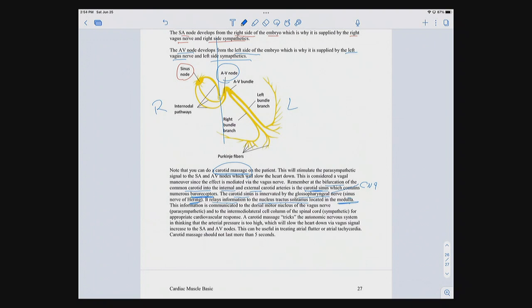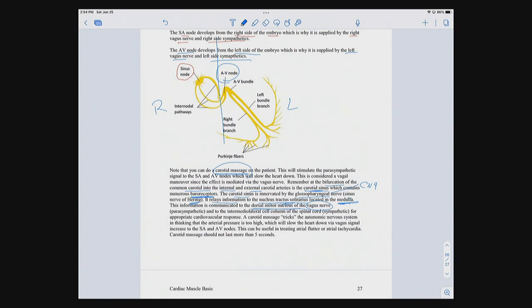It is receiving information from the baroreceptors from the carotid sinus being conveyed by the glossopharyngeal nerve, in particular the nerve of Herring. So once that information is communicated to these neurons here in the medulla, that then is going to be communicating the information to the dorsal motor nucleus of the vagus.